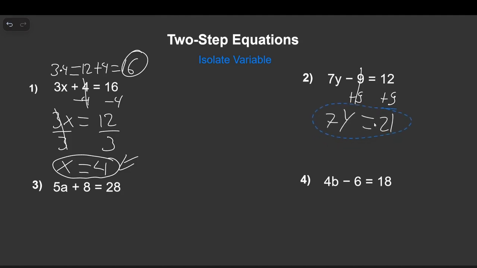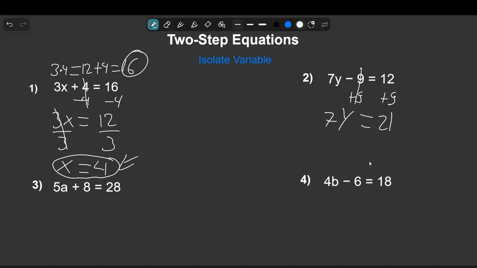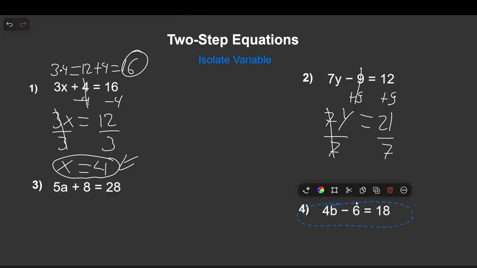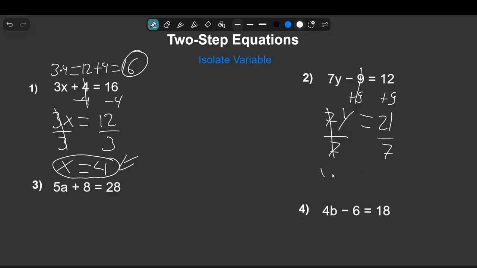So now we are going to isolate our variable fully. So to isolate it, we are going to divide by 7 again. Both sides divided by 7. These cancel each other out again, so we are just left with our variable. Let's move this a bit out of the way so we have enough space. So y equals 21 divided by 7. 21 divided by 7 equals 3, so this will be our answer.